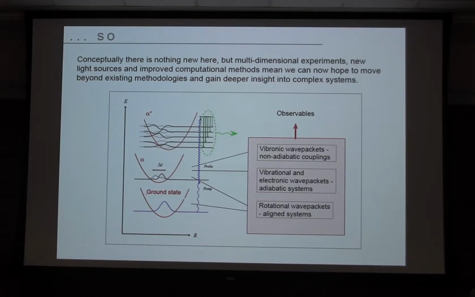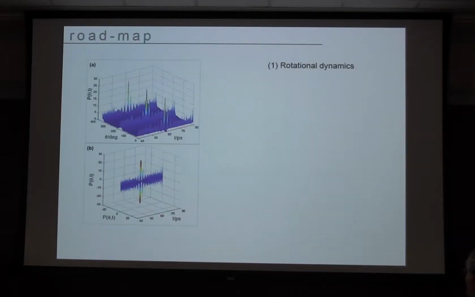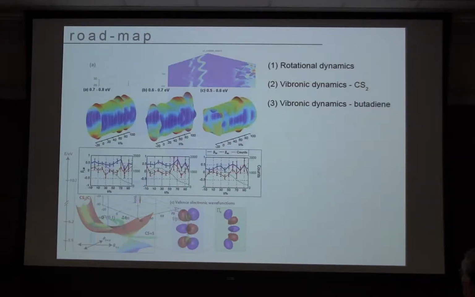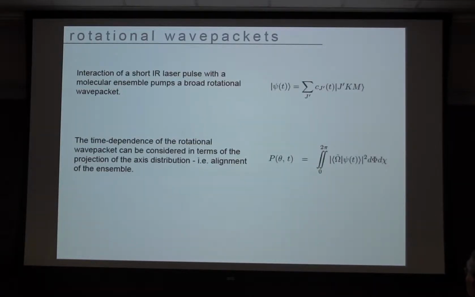And I'm going to try and go through three examples of this, talking primarily first about rotational wave packets, and then also about vibronic couplings and vibronic wave packets in more complex systems. So just a roadmap then. Rotational dynamics I'll talk about first. Vibronic dynamics in CS2, so this is the case we've got furthest with so far in terms of both experiment and theory. Some recent experimental work on butadiene, if I don't run out of time at that point. Okay.